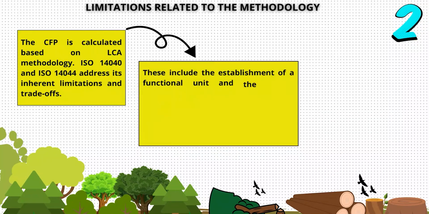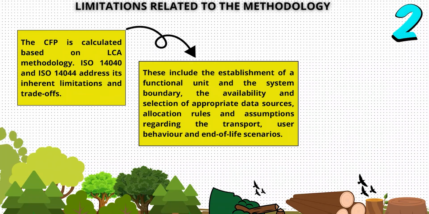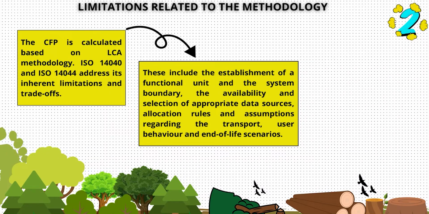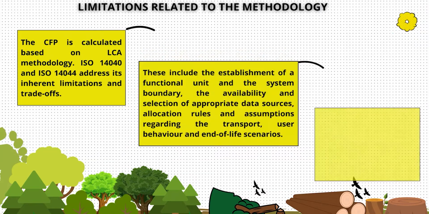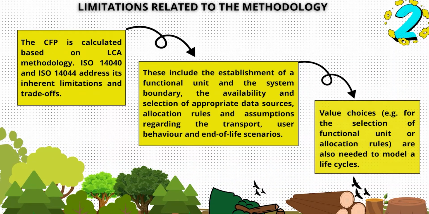These include the establishment of a functional unit and the system boundary, the availability and selection of appropriate data sources, allocation rules and assumptions regarding the transport, user behavior, and end-of-life scenarios. Some of the chosen data may be limited to a specific geographical area, e.g. national electricity grid, and/or may vary in time, e.g. seasonal variations. Value choices, e.g. for the selection of functional unit or allocation rules, are also needed to model a life cycle.